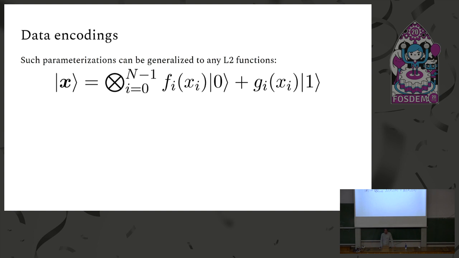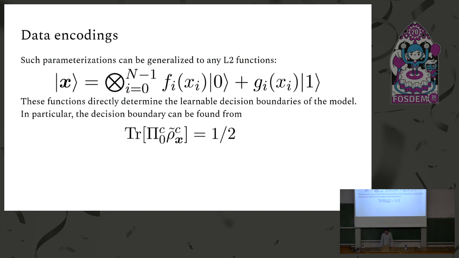But we could use any functional form here as long as it defines a valid quantum state. And the important and interesting thing is that what functions we use directly determines what decision boundaries the model is capable of learning. And for the model we're considering, you can figure out what the decision boundary is, at least in principle, by solving this equation. And for the single qubit classifier, it's not bad to do.